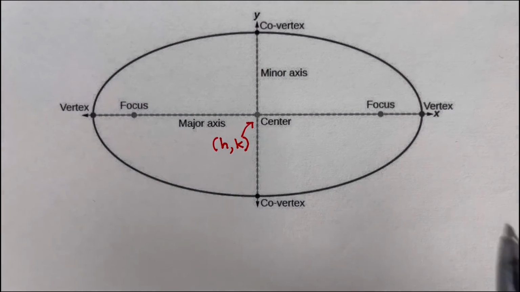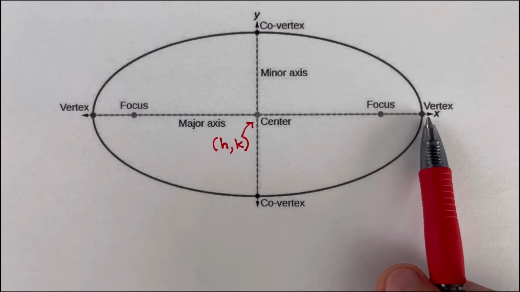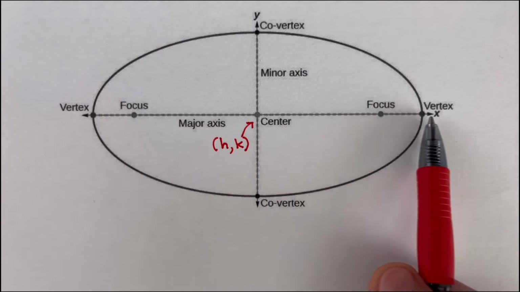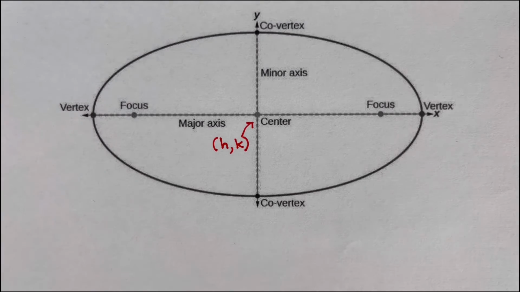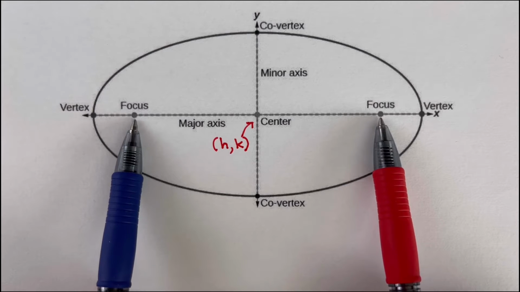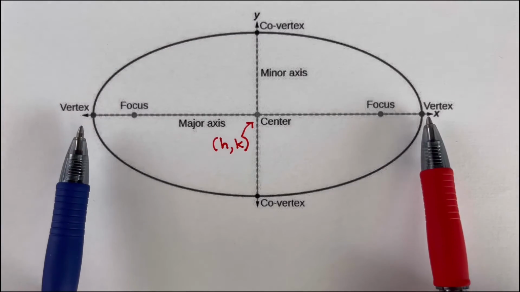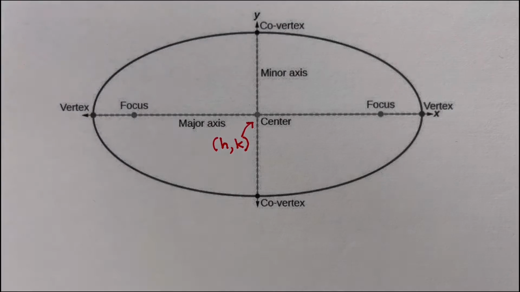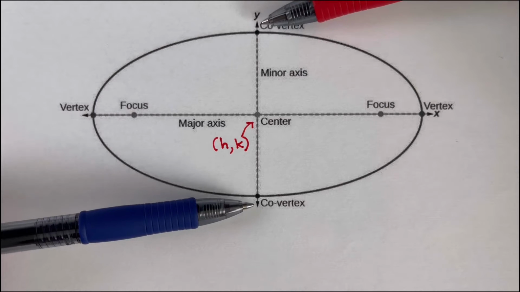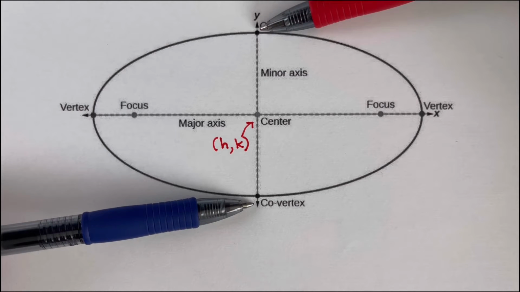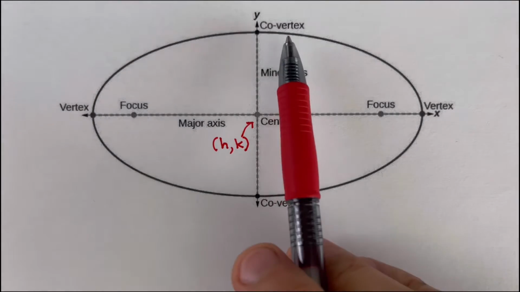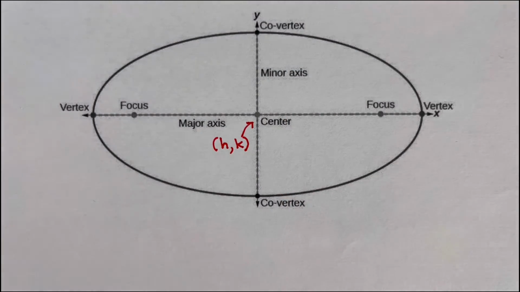And then we also have the focus and the vertex. Please remember that the focus and the vertex are located along the major axis. There are two foci, the plural for focus is foci. So there are two foci and there are two vertices. On the other hand, we also have what we call the co-vertex and the other co-vertex right here. These two are the co-vertices of this ellipse, and this is the center of the ellipse. These co-vertices are located along the minor axis.